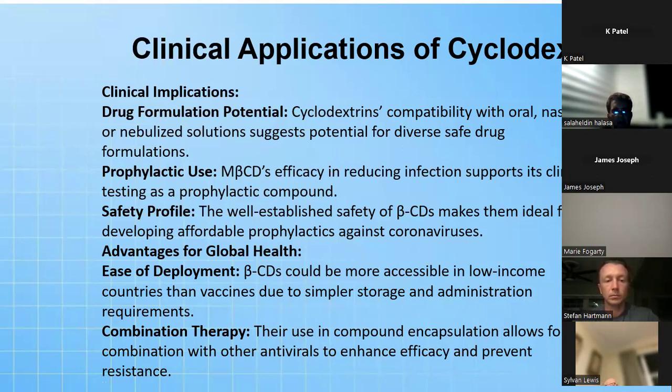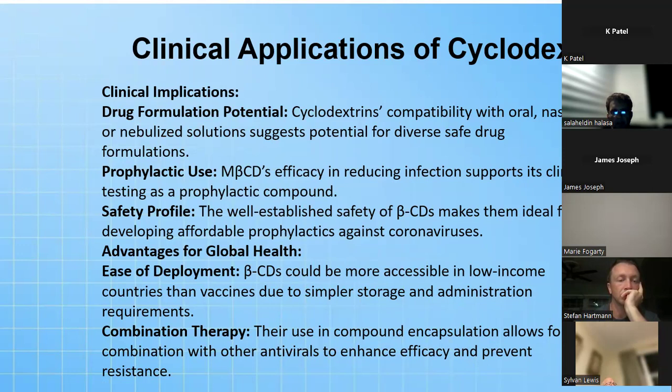Anyway, so I think it's easy deployment. Beta-cyclodextrin can be more accessible in low-income countries than vaccines. That's good news, due to simpler storage and administration requirements. So I can just give it to all the Africans, because most of them are low-income countries, and help protect them from coronavirus and many other viruses.